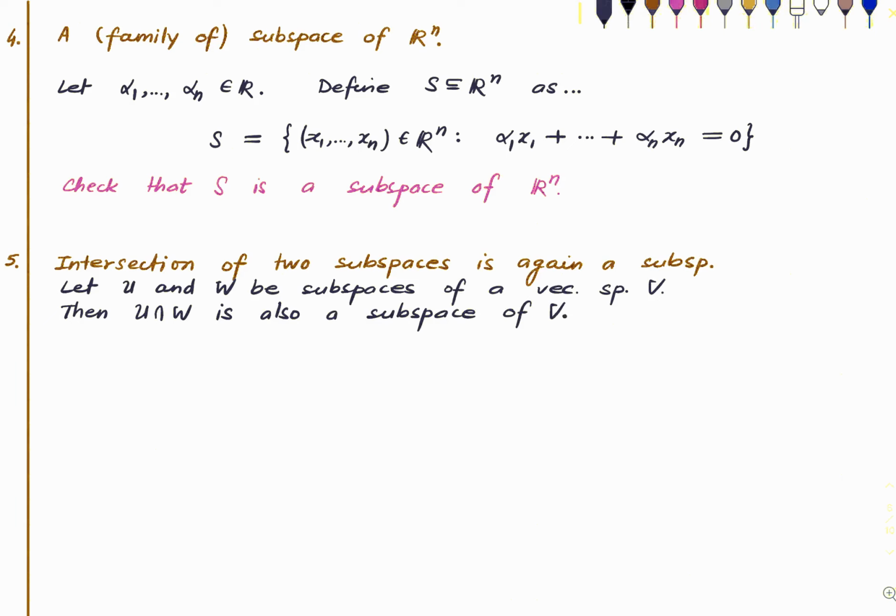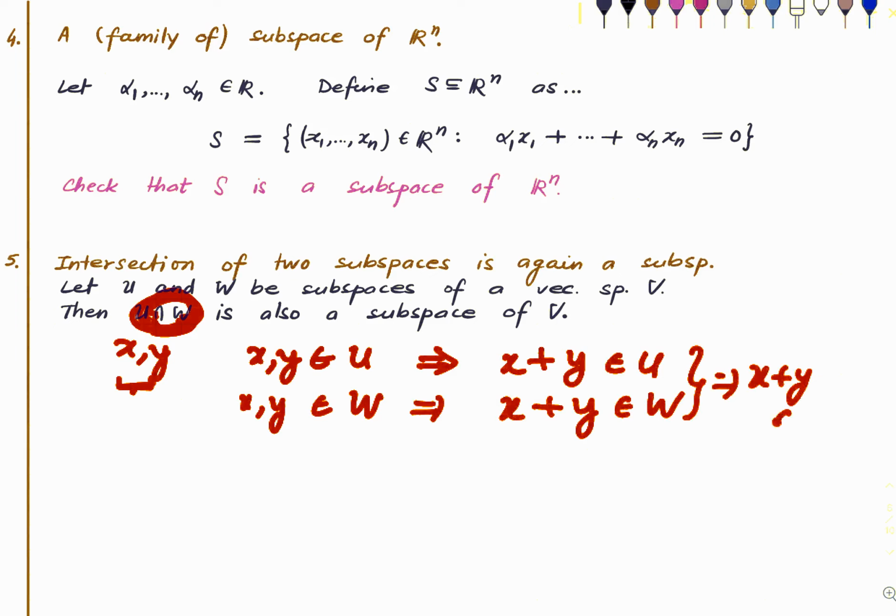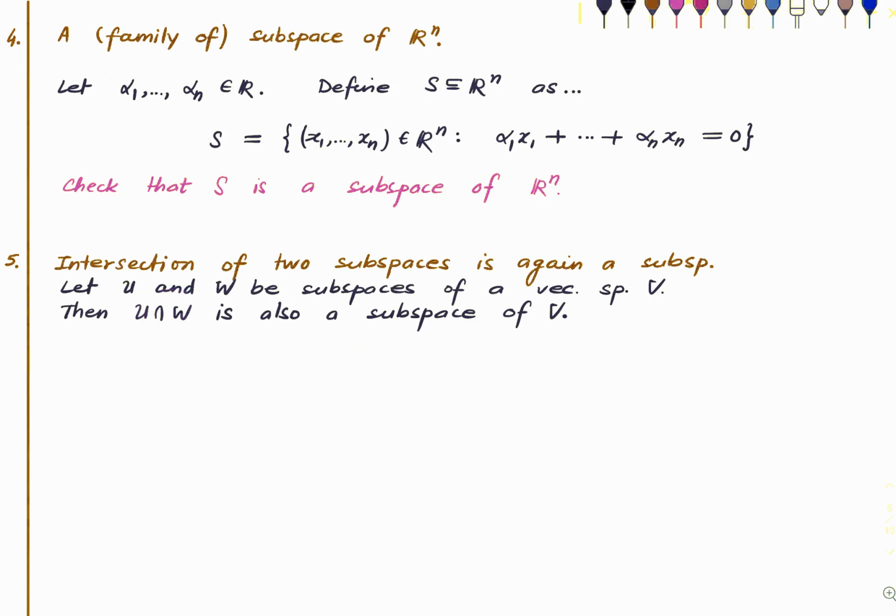And it is immediate from just the definition of a subspace. If you pick two vectors here, let's say X and Y are two elements here, we want to show that X plus Y is also here. How do we do it? Well, if X and Y are here, then in particular X and Y are in U and X and Y are in W. But U is a subspace, therefore X plus Y is in U and X plus Y is in W. But this means that X plus Y is in U intersection W. So you show closure under addition via this simple reasoning, and similarly closure under scaling, and that's it.